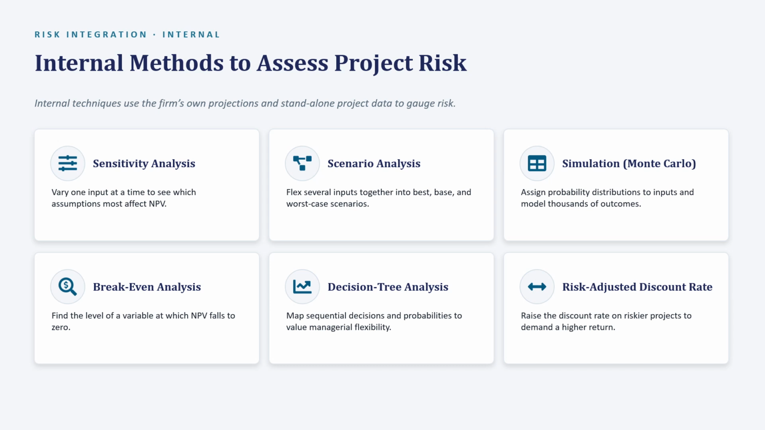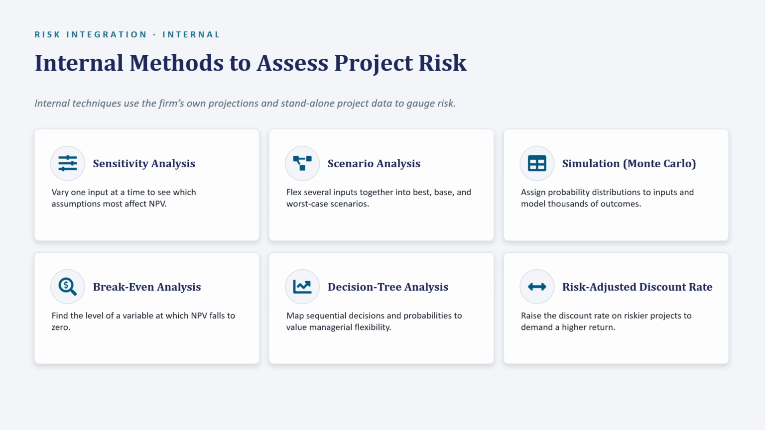Internal methods use the firm's own projections and standalone project data to gauge risk. They include sensitivity analysis: vary one input at a time to see which assumption most affects NPV. Scenario analysis: flex several inputs together into best, base, and worst case scenarios.